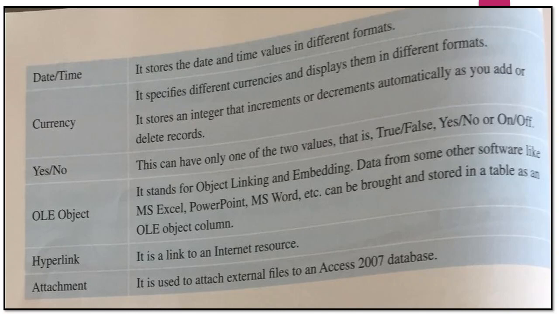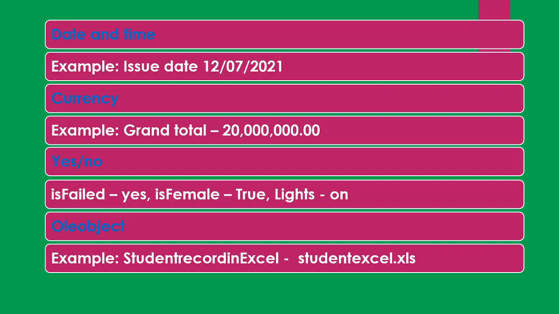So next is date and time. The date and time data type stores the date and time values in different formats. It specifies different currencies and displays them in different formats. That is for the currency. But for the date and time, it stores the date and time values in different formats. So for example, in date and time, an example is issue date.